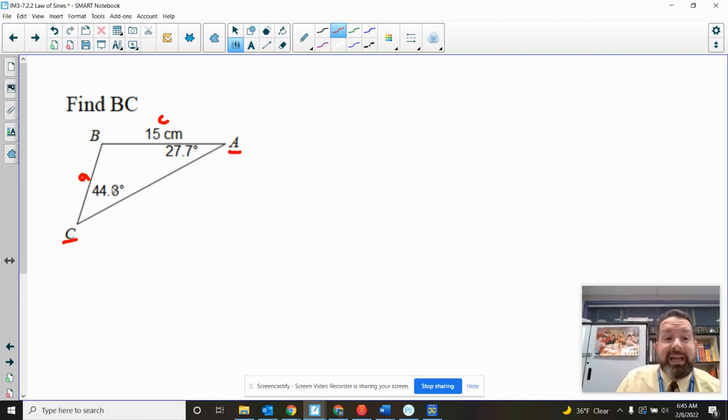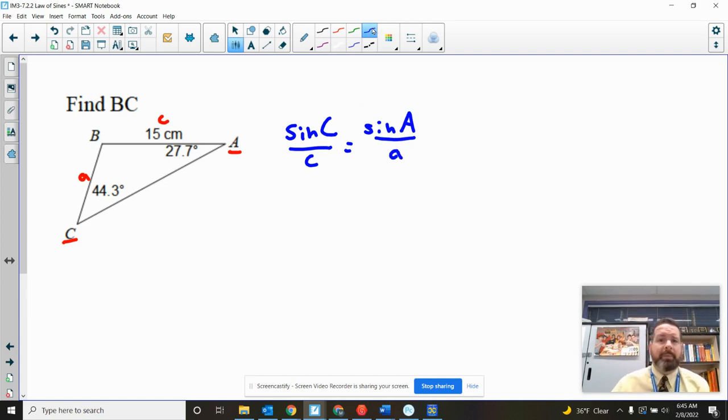Okay, because we have this set of opposites, angle C and side C, we can use this part of the law of sines. The sine of angle C divided by the side length C is going to be the same as the sine of angle A divided by the side length A. We can now fill in what we know and then solve for what we don't.